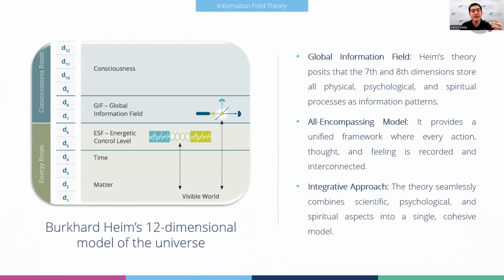Now, here's a little graphic that explains more in detail what the information field is, or describes it better, right? So it's easier to understand. So you can see that Berkheim divided the world into 12 different dimensions.